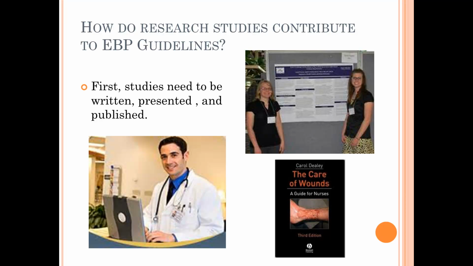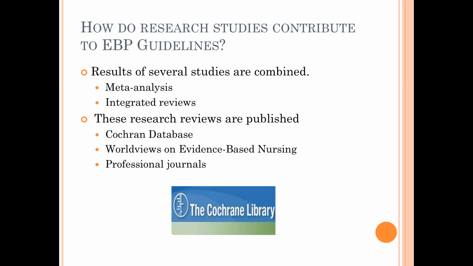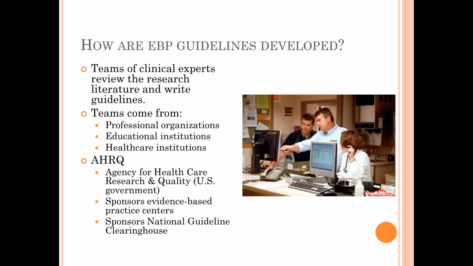So how do research studies contribute to evidence-based practice guidelines? First, studies need to be written, presented, and published. So work needs to be done. And then, of course, people need to read them. They can be used with others to create a meta-analysis. They may be integrated in reviews. They may be published in things like the Cochrane database, and the Worldviews on Evidence-Based Nursing or professional journals are all sources.